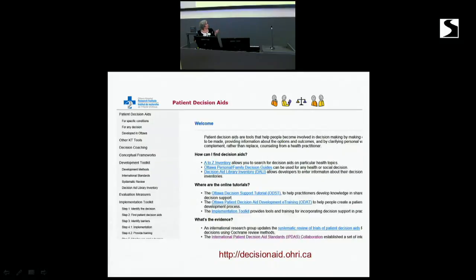And so I'll stop on this slide where you have access to the website that we have in Ottawa, decisionaid.ohri.ca, where you can actually see we have a number of different tools around how to develop decision aids. And we have a training module in here, evaluation measures. You can actually get all the evaluation measures we've developed. And also the implementation toolkit where you can also link to training in the Ottawa Decision Support Tutorial. And at the top actually is our decision aids. You can go find out what of the 400 decision aids that are logged into the inventory are relevant to your topic. So I'll open it up for questions or comments.